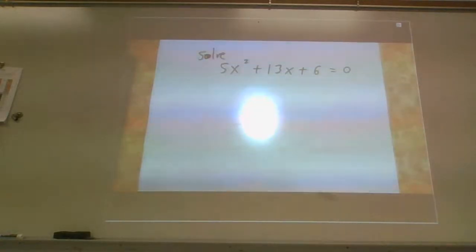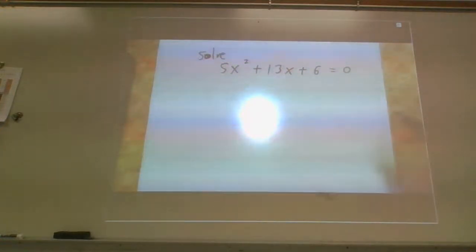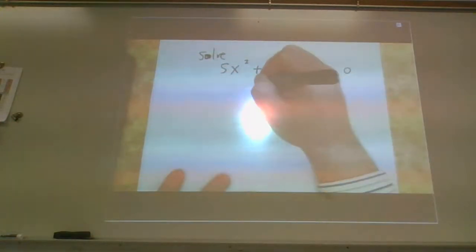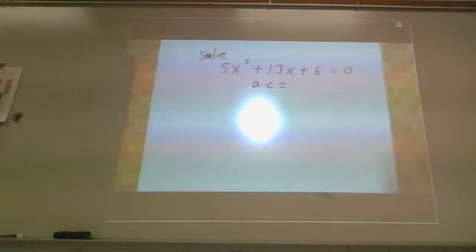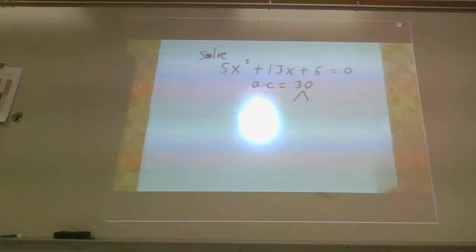Looking at this problem, they want me to solve by factoring. One of the things that we've talked about in the past is the fact that the equation has to be equal to 0, which it is. So I'm going to go ahead with factoring. First step, greatest common factor. Well, greatest common factor is a 1, because 5 and 13 and 6, it's a 1. So I'll move on to A times C. A times C, 5 times 6 gets me 30.